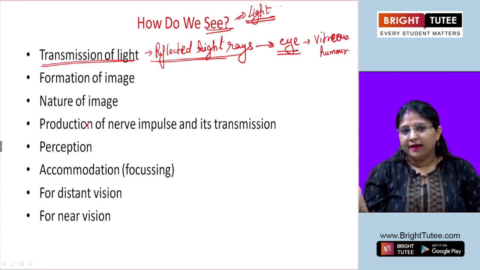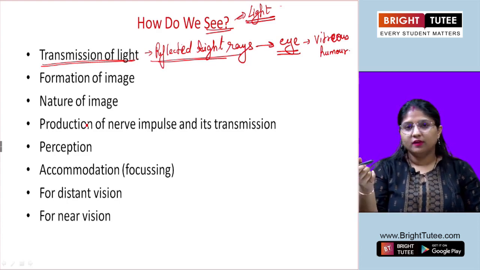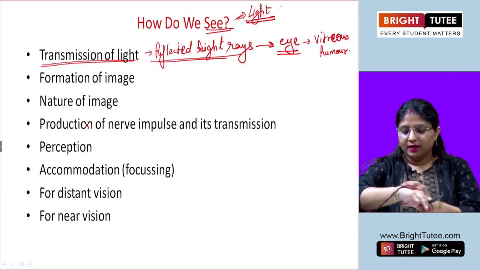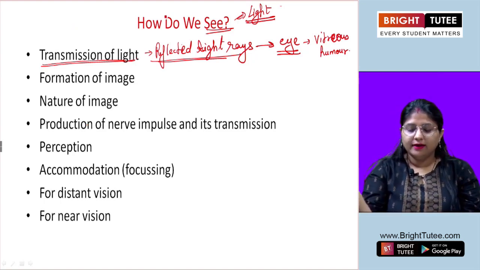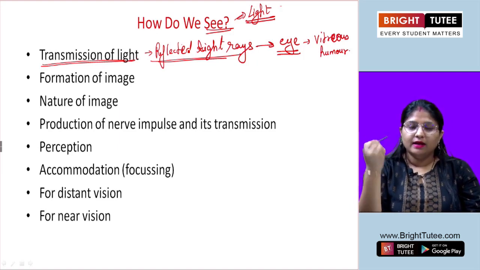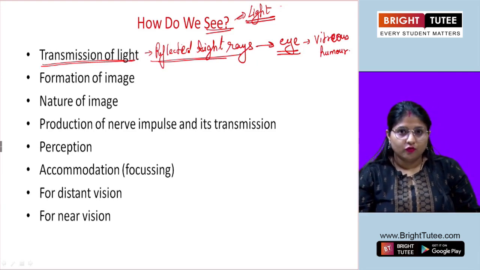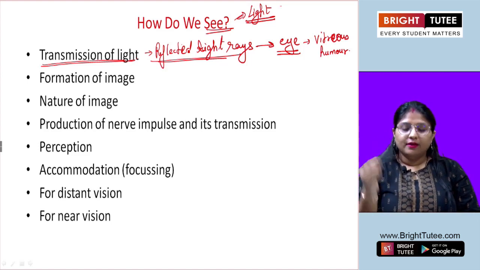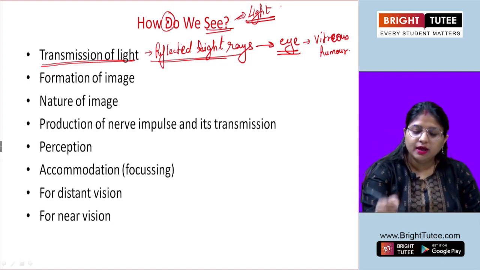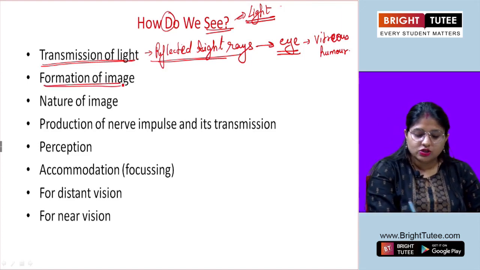Second thing is, once the light has entered, say for example, I'm looking at a pen. Why am I able to see that this pen is black in color? Because all the light is being absorbed here. Let's say I'm looking at this red color on the PPT, right? I'm able to see it as red because the red light is being reflected back into my eye. So this light goes into my eye through the vitreous humor. Once the light has gone inside, why am I able to see the shape? Because the shape is being formed on the retina. So formation of image is the second step.